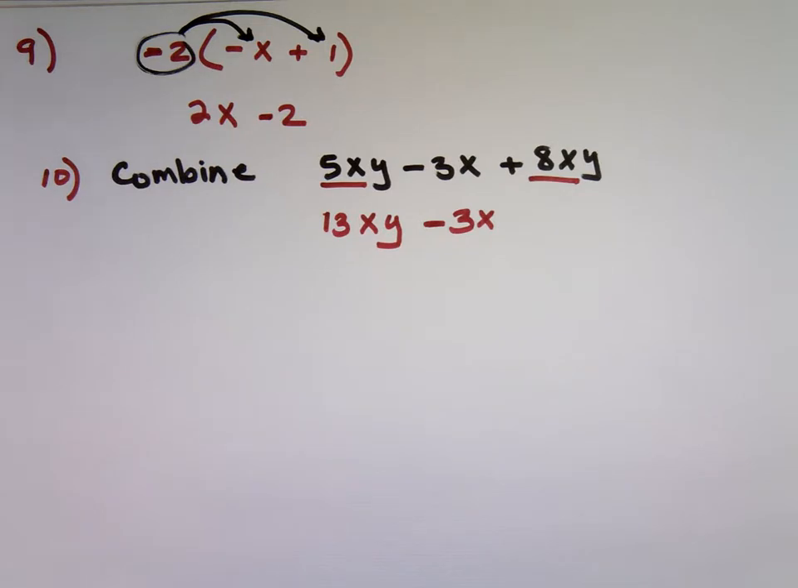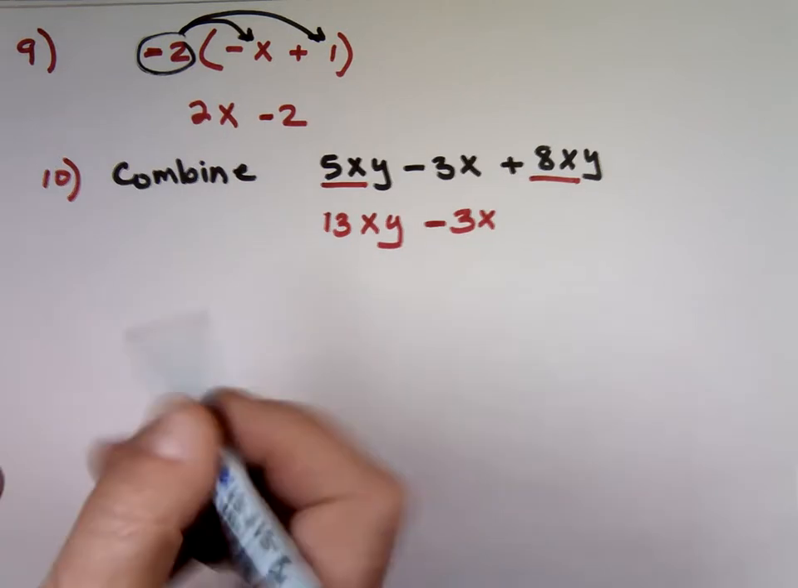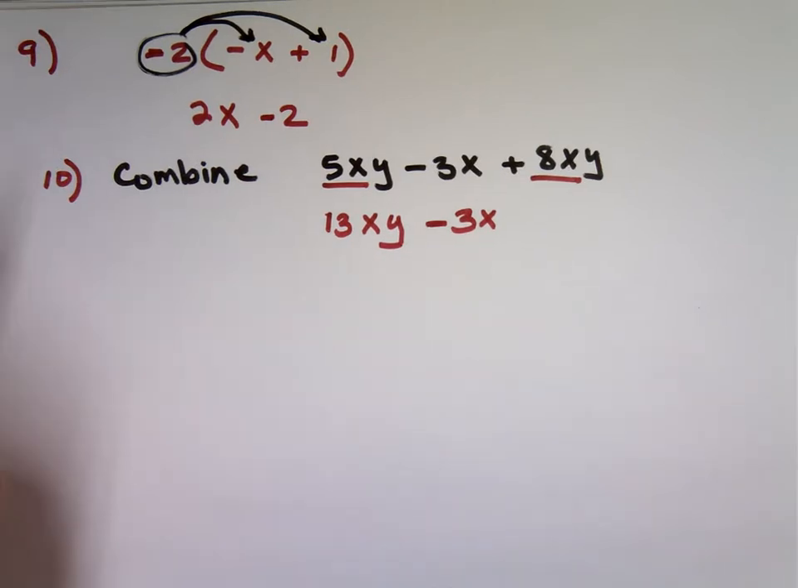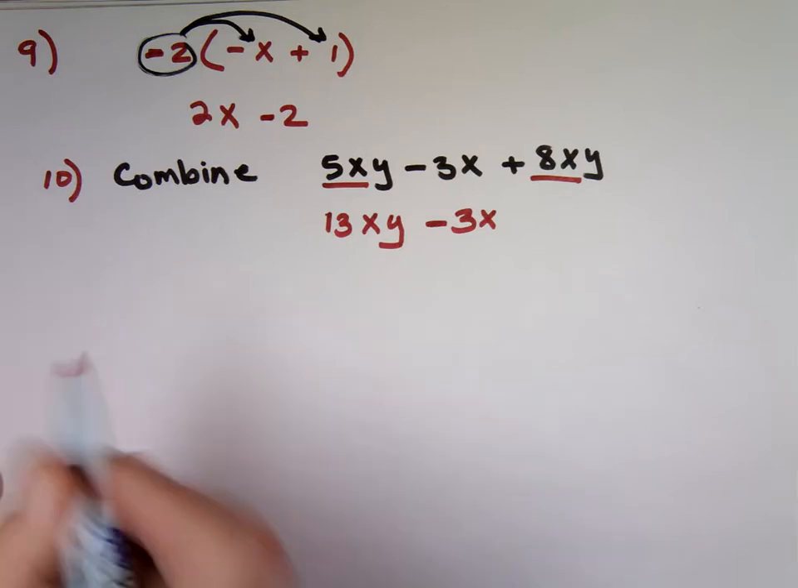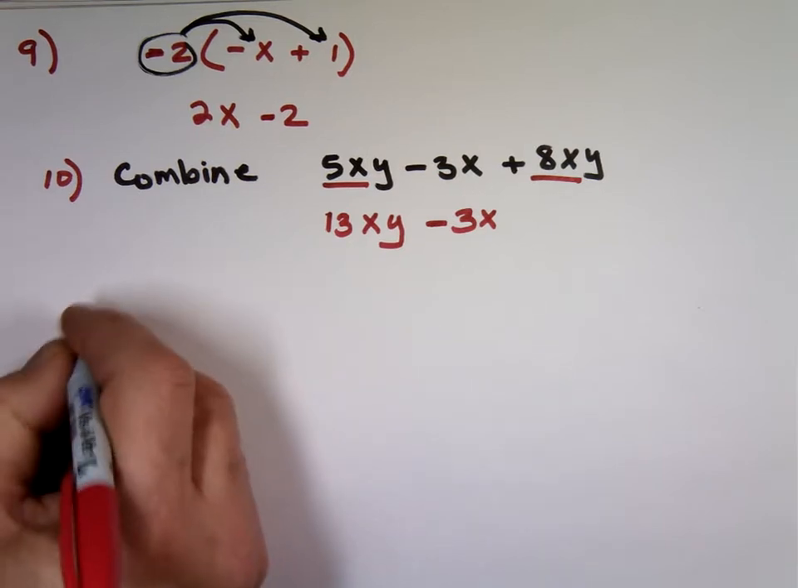What do you mean combining just variables? Just letters. You can combine numbers. 7 plus 8. 11.